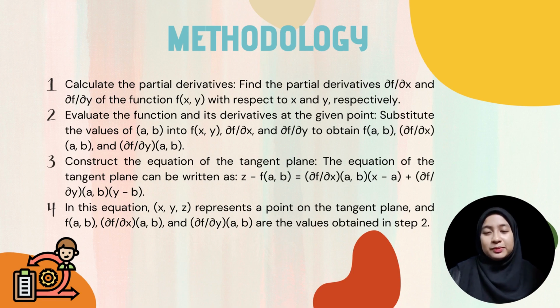The equation of the tangent plane can be written as z minus f(a, b) equals df/dx at (a, b) multiplied by (x minus a) plus df/dy at (a, b) multiplied by (y minus b). In this equation, x, y, z represent a point on the tangent plane, and f(a, b) and the derivatives are the values obtained in step 2. The tangent plane represents a local approximation of the surface near the given point (a, b). It provides information about the slope and direction of the function at that point.